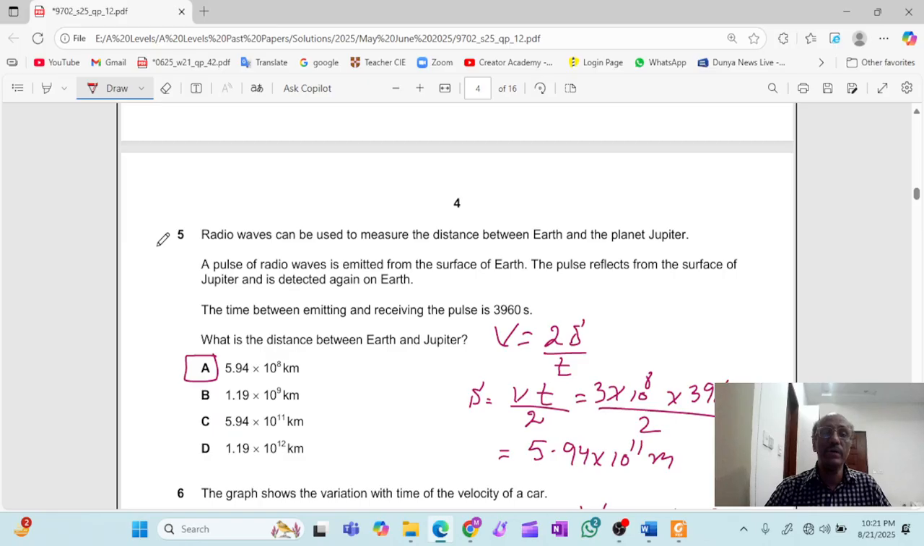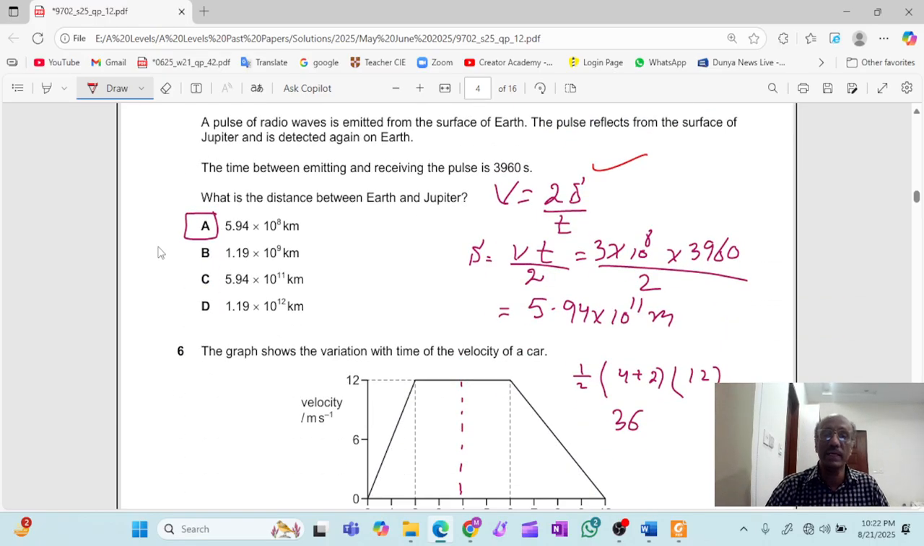Then the other question: radio waves can be used. This question was repeated in paper 1-1, variant 1-1 as well. Radio waves can be used to measure the distance between Earth and planet Jupiter. A pulse of radio wave is emitted from the surface of Earth. The pulse reflects from the surface of Jupiter and is detected again on Earth. So 2 times the distance will be traveled, and we simply apply the formula v equal to 2s by t. The values are given. The velocity of the radio wave is 3.0 times 10 to the power 8. Then we apply the formula and get the answer.